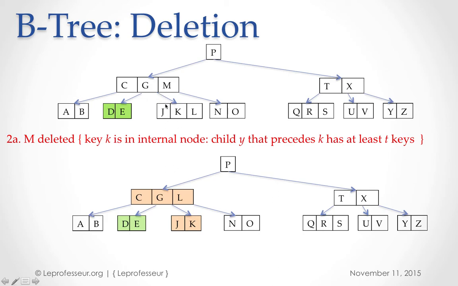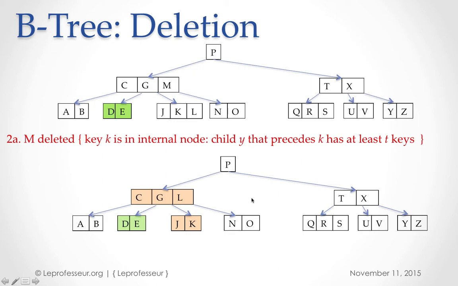So this is disturbing the B tree property. So what we're going to do: the child which is preceding this M, the rightmost key or the greatest key, L, will take the place of M. So we move L in place of M, and the resultant tree would look like this.